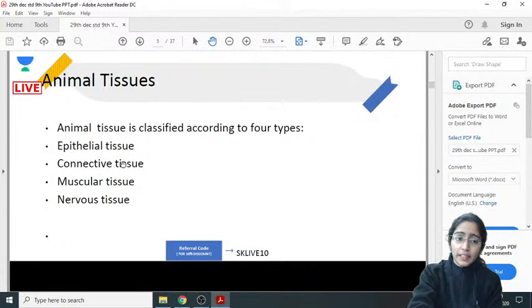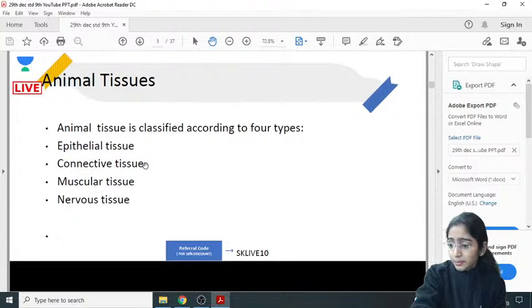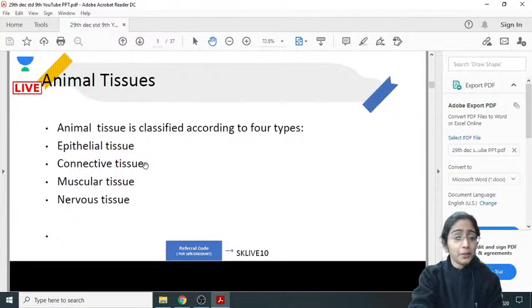Epithelial tissue, among the four, is the simplest. But if the question is asked, among the four, which tissue is the most abundant? It is the connective tissue. Am I clear, standard 9? Crystal clear. Very good. If the question comes, simplest type of tissue, epithelial, but most abundant type of tissue, it is connective tissue.